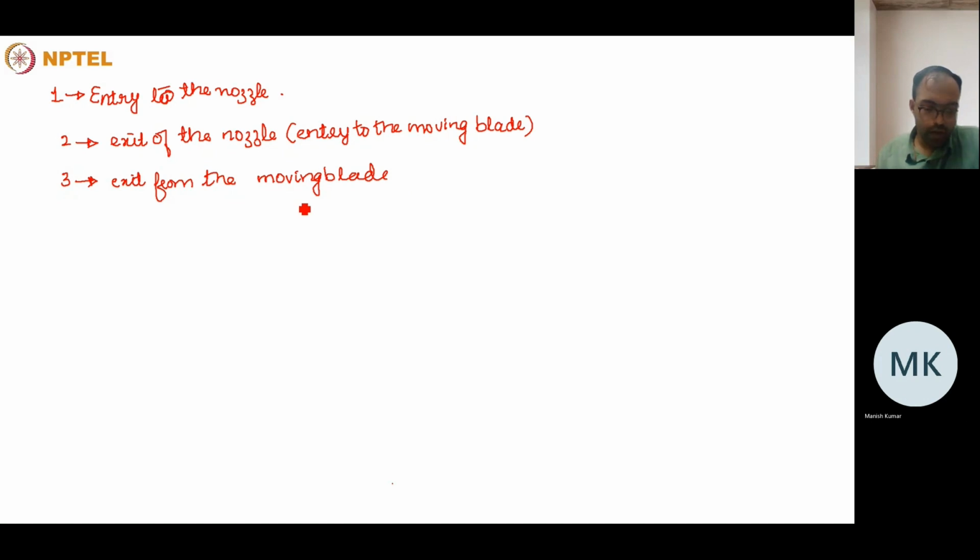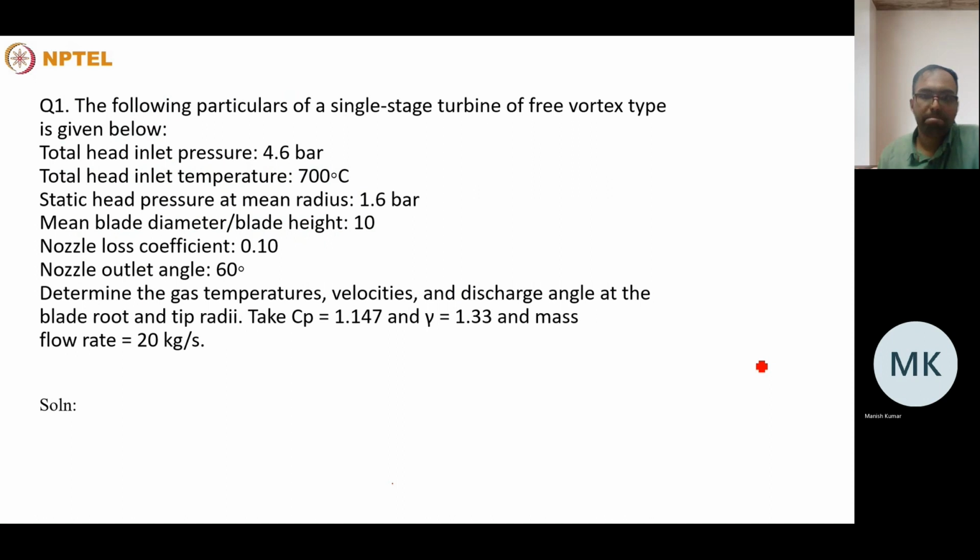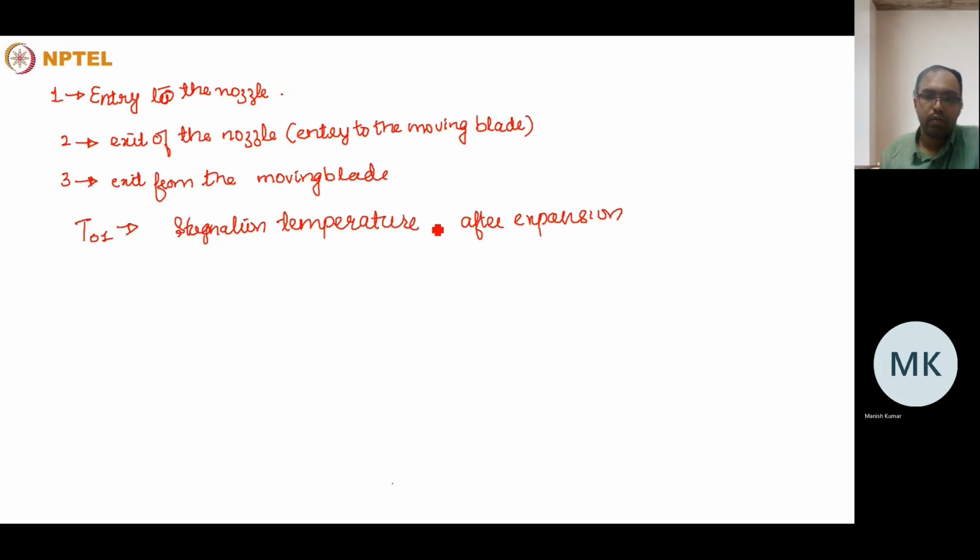So T01 corresponds to the stagnation temperature before expansion, I beg your pardon.